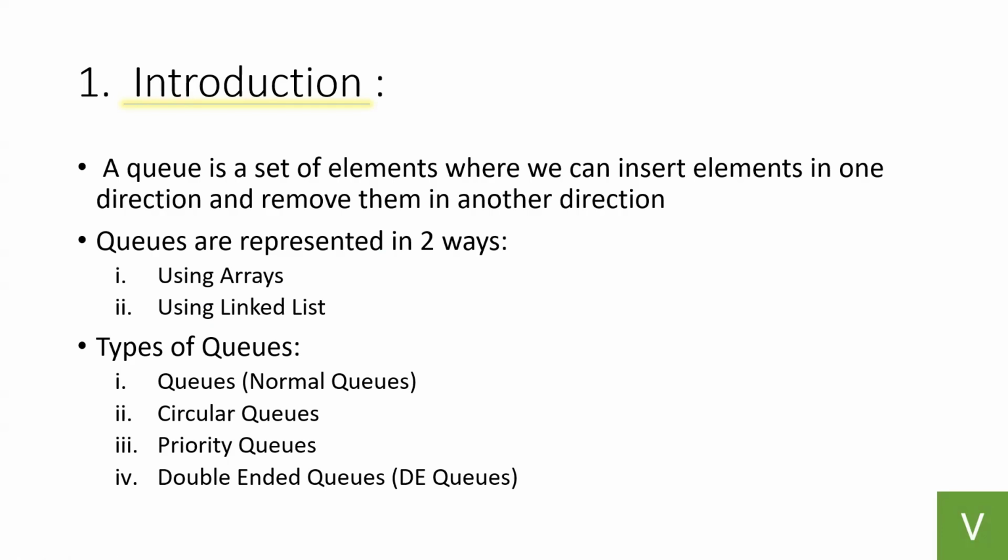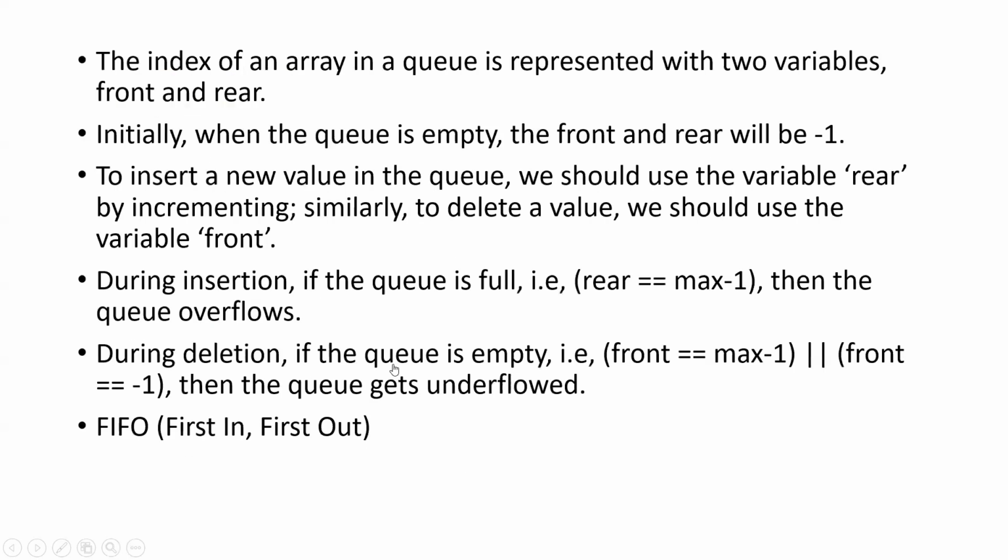There are different types of queues. They are normal queues, circular queues, priority queues, and double-ended queues. In this video, we are going to discuss normal queues. In queues, we will have two variables, front and rear. Initially, when the queue is empty, the front and rear will have the value -1. If we are inserting elements for the first time, the front and rear get updated to the value 0.